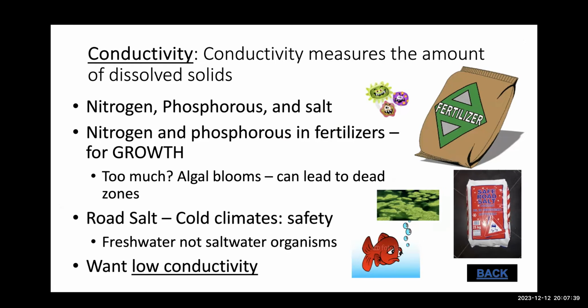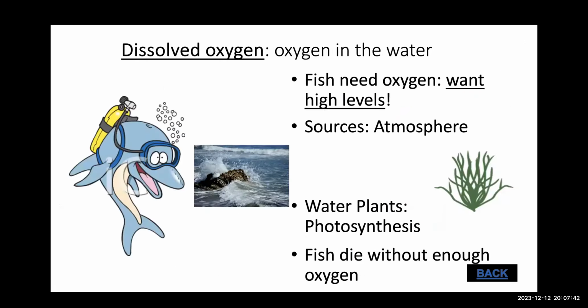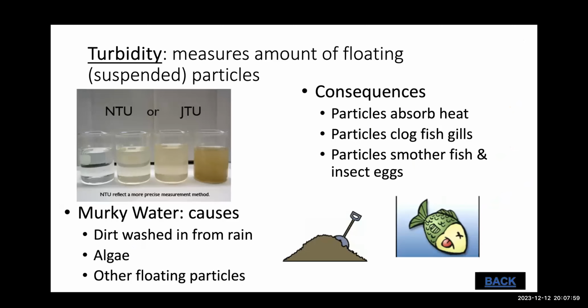So we want low conductivity. Dissolved oxygen is one of those tests where we really want high amounts, because fish need oxygen. Fish need oxygen to live. And so these are some of the background slides. And then turbidity also, it's when particles that don't dissolve, those suspended particles, are in the water. And then some of the causes are on the left side and some of the consequences on the right side. So you're going to use those slides to help you.